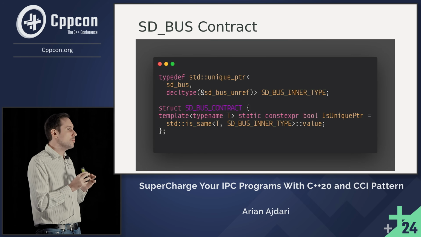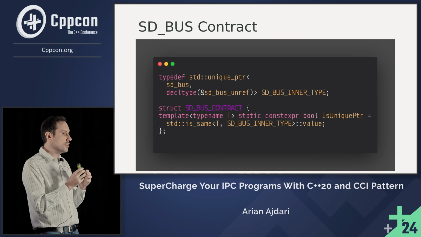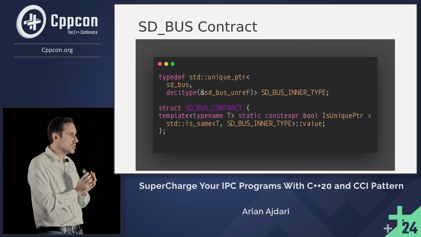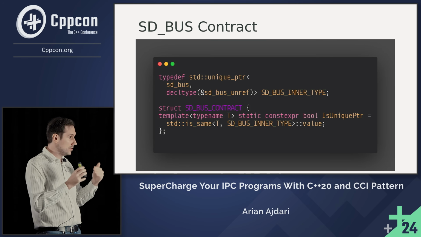What I wanted to do with the bus object, I wanted to convey through the contract that it should be inside a unique pointer, which gives me the guarantee that its lifetime, when it's created and goes out of scope, will be destroyed properly.